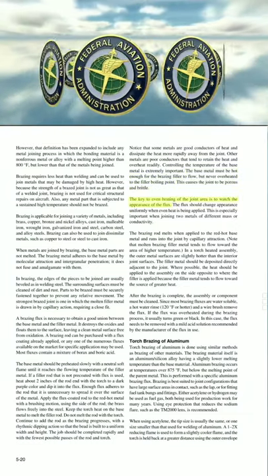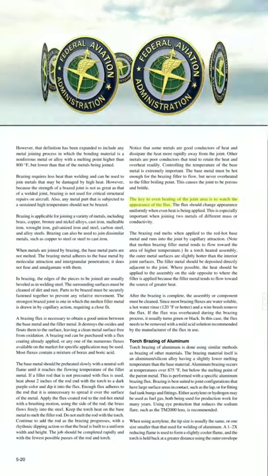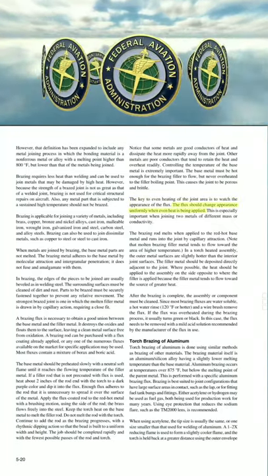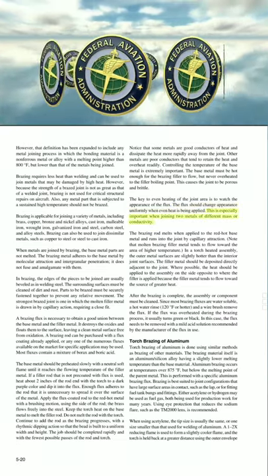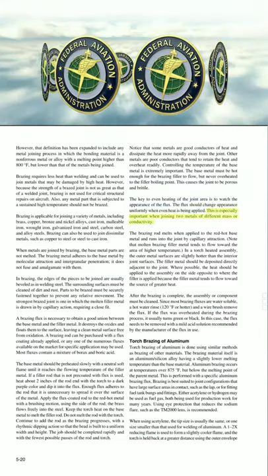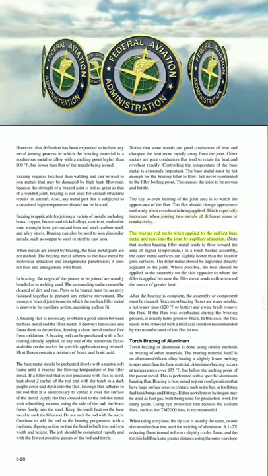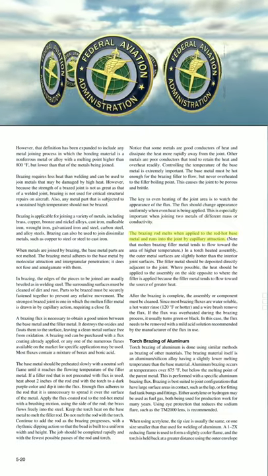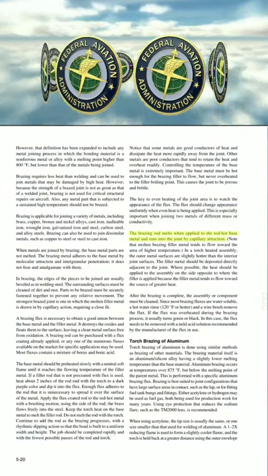The key to even heating of the joint area is to watch the appearance of the flux. The flux should change appearance uniformly when even heat is being applied. This is especially important when joining two metals of different mass or conductivity. The brazing rod melts when applied to the red-hot base metal and runs into the joint by capillary attraction.